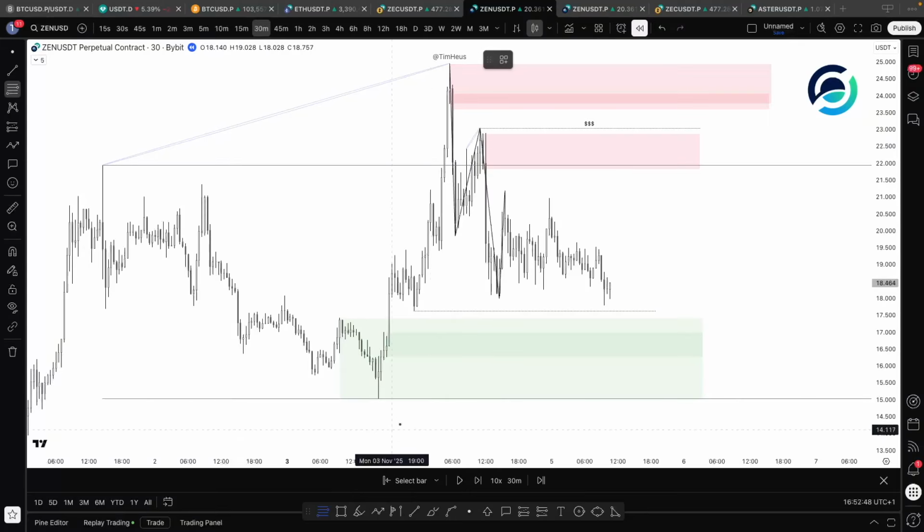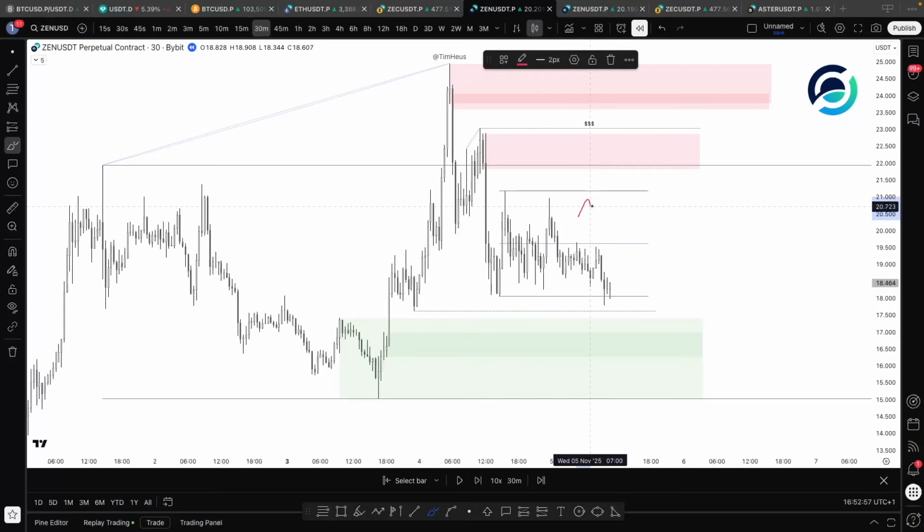So what am I gonna do? I'm gonna draw my range from low to high because we're in a local downtrend, and now I'm gonna watch for potential distribution right here or a potential accumulation right here. Okay, so I'm gonna watch for either one.